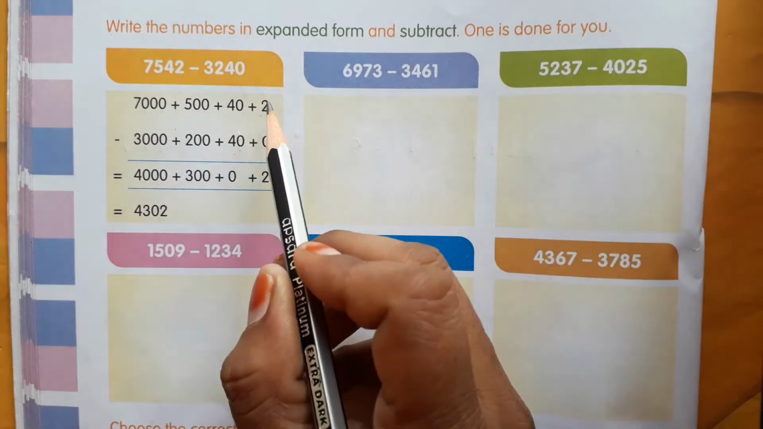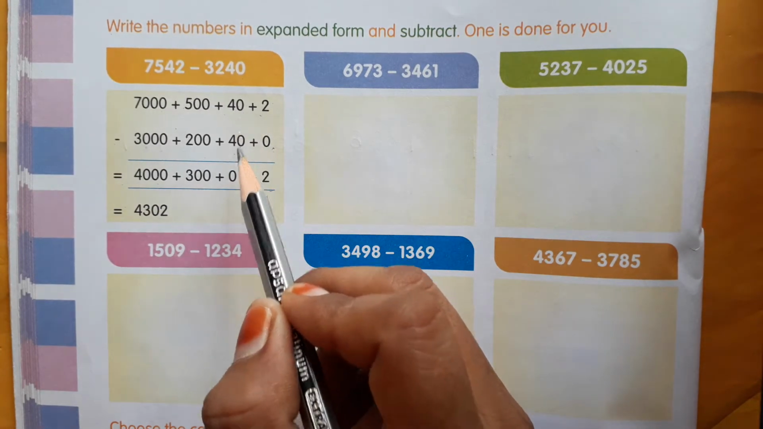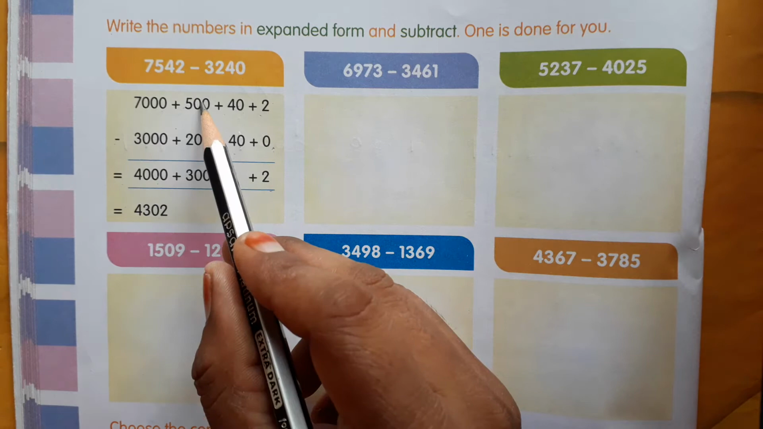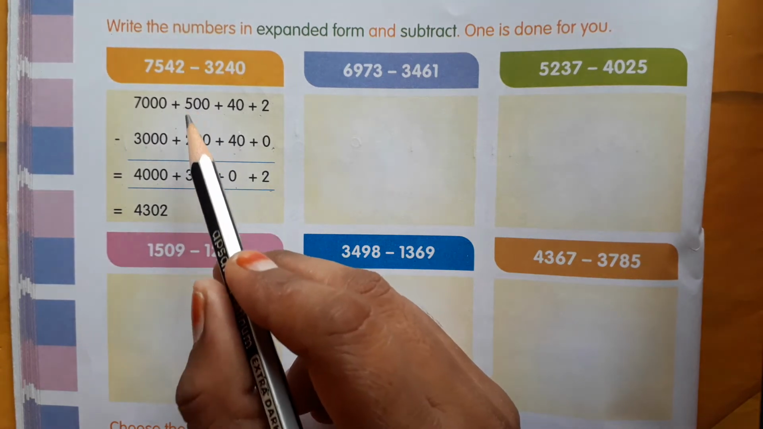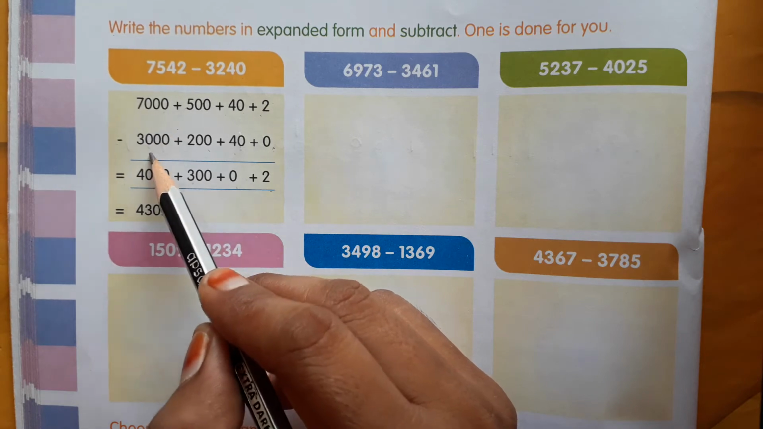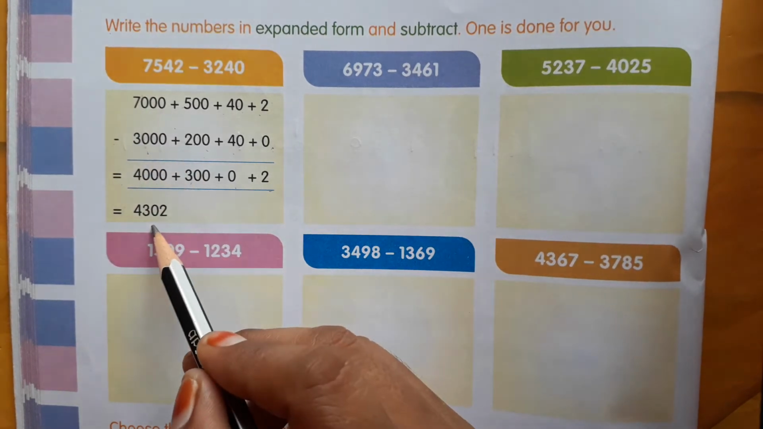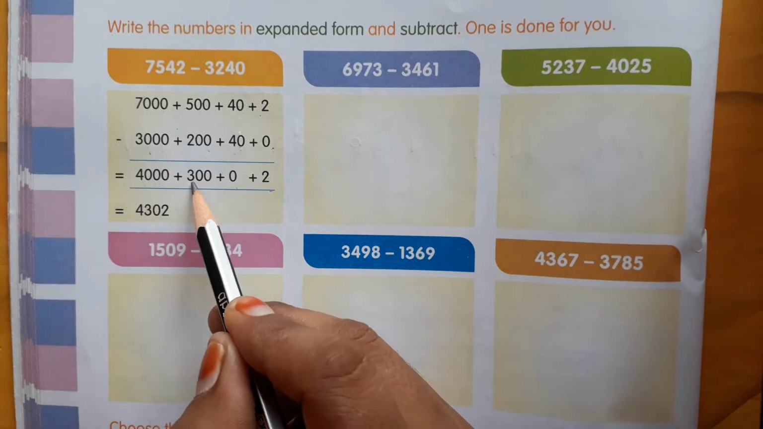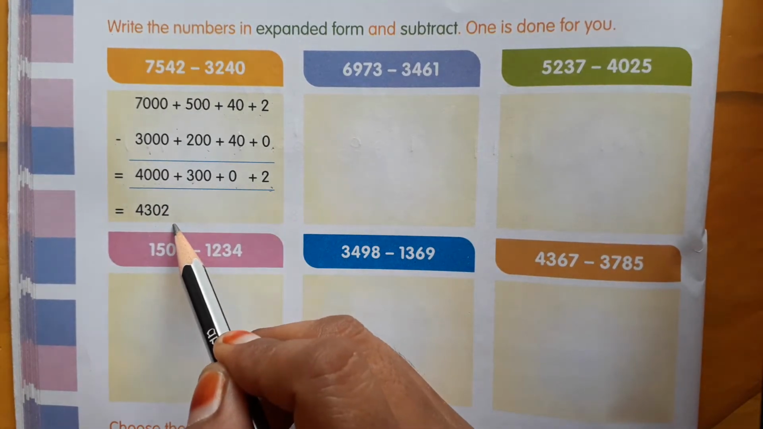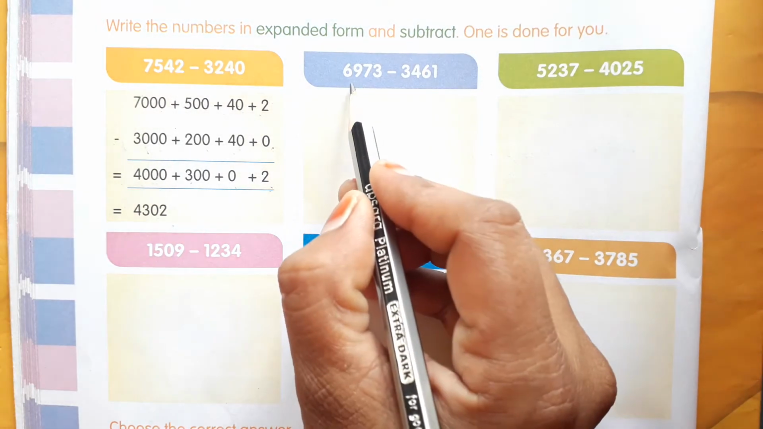Now subtract, children. 2 minus 0, 2. 40 minus 40, 0. 500 minus 200, 5 minus 2, 3, 300. 7000 minus 3000 means 7 minus 3, 4. So write the short form. 4302 is the answer. Like this you will do the remaining, children. Look here.